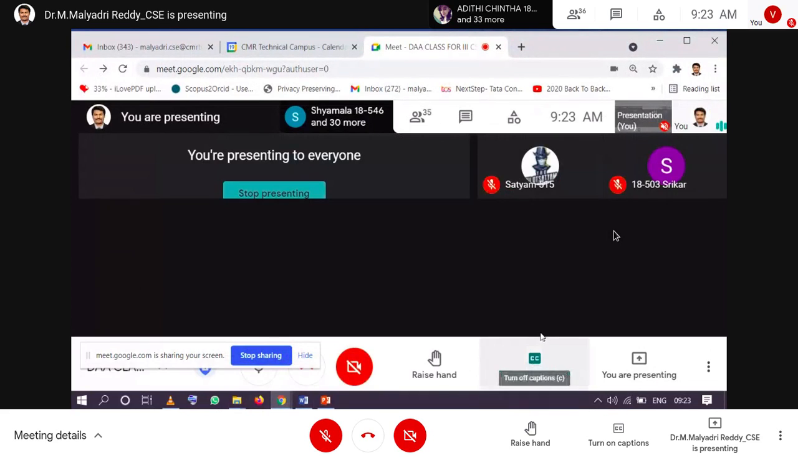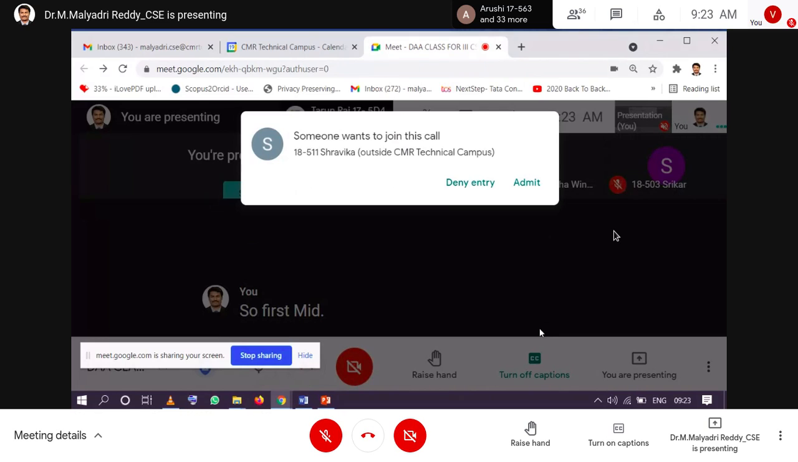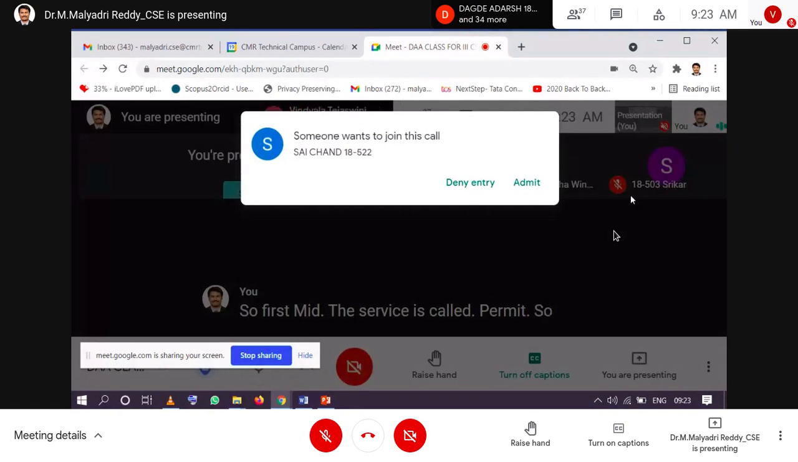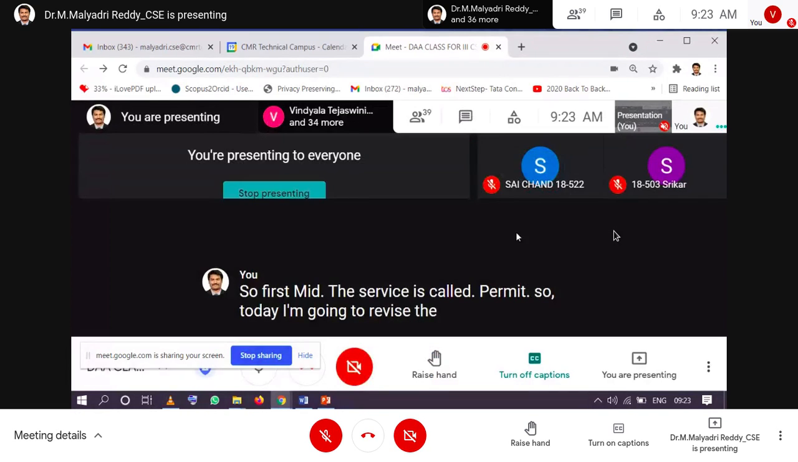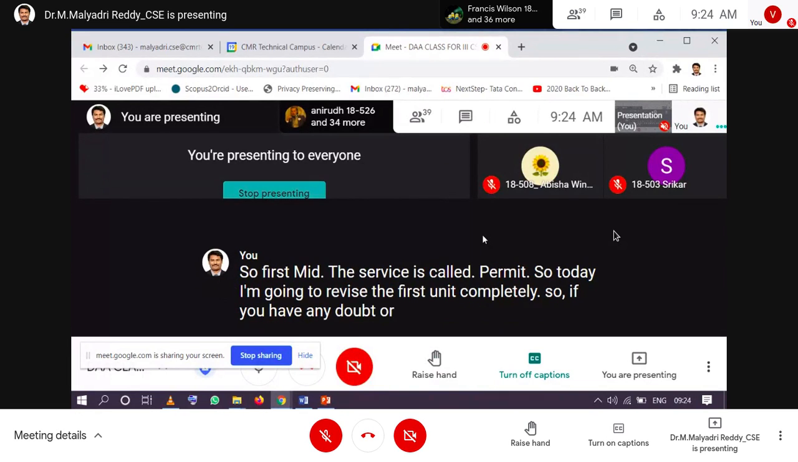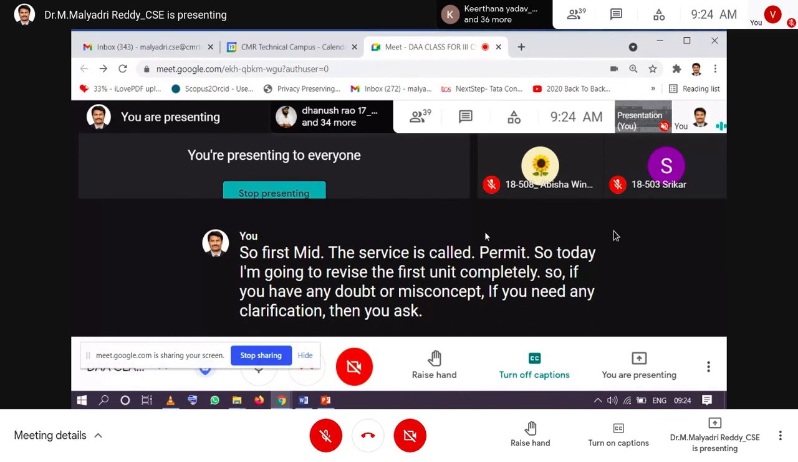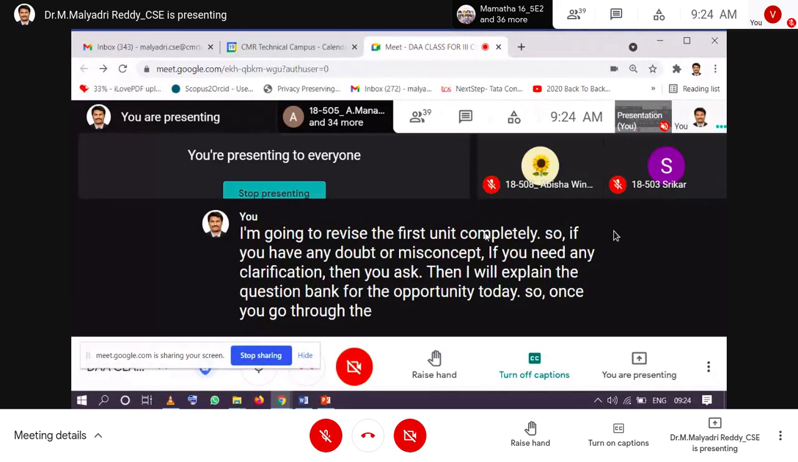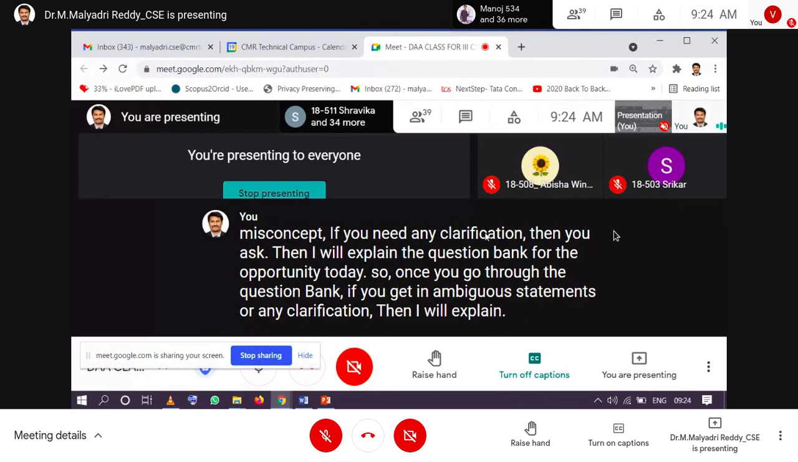So up to first mid, the syllabus is covered up to mid. So today I am going to revise the first unit completely. If you have any doubt or misconception or need any clarification, then you will ask. Then I will explain the question bank for the first unit today. Once you go through the question bank, if you get any ambiguous statements or need clarification, then I will explain. Then you have to prepare for the mid exam.